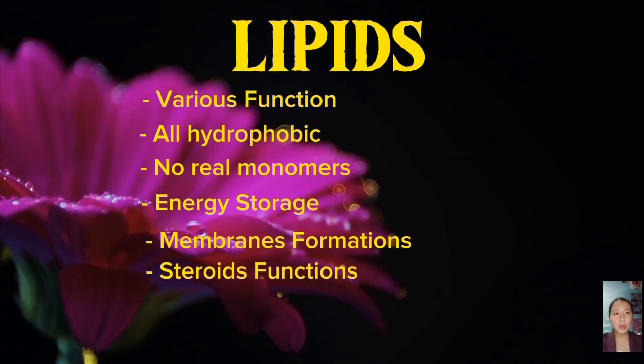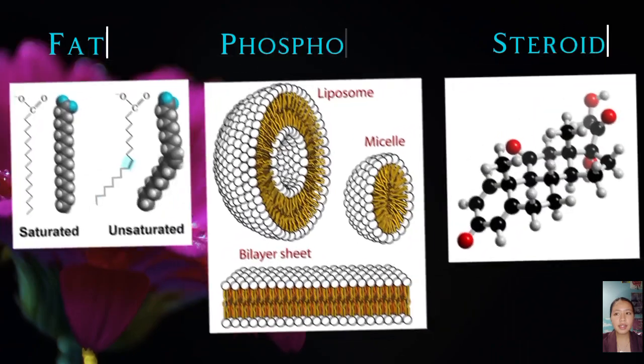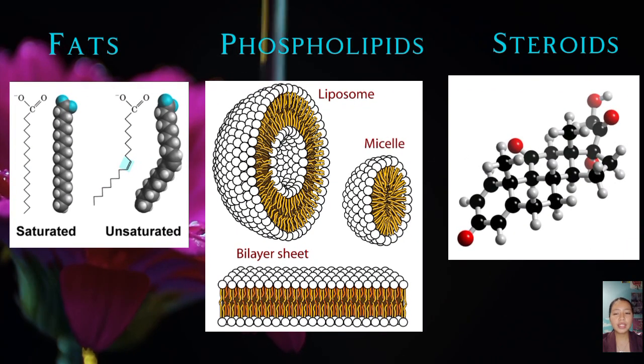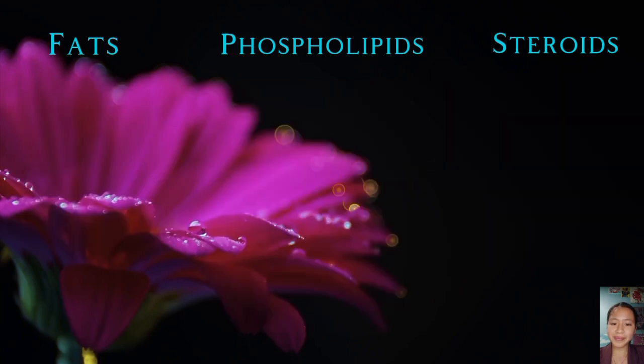Fats include triglycerides and saturated and unsaturated fats. You also have phospholipids, which form the cell membrane, then steroids, which include all sex hormones, and all the steroids form from a cholesterol base. All these are included in lipids, so it's pretty diverse.